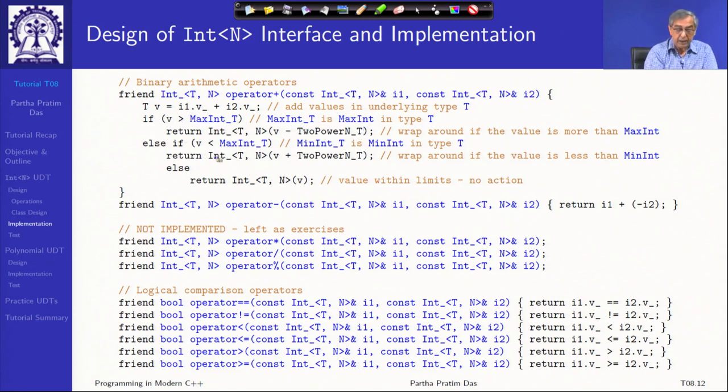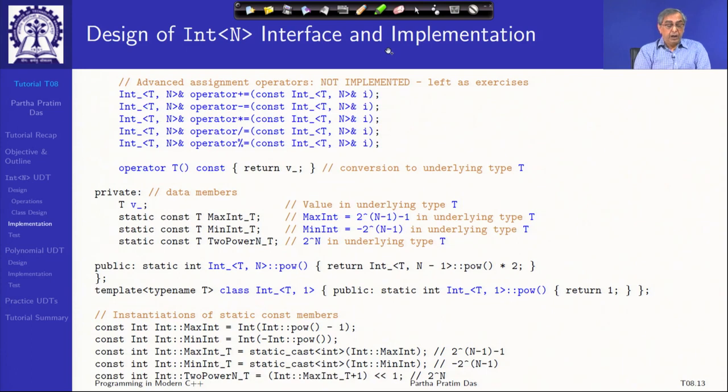Similarly, if it is less than minint, this is a typo again, then I have to add 2 to the power of n, right. Otherwise, it is just that number. So, this is all that is required for the wraparound. I have left the implementation of these operators to you. You have to think through, and using this wraparound logic, implement them and test them. Similarly, we can have the advanced assignment operators, which are straightforward and left as an exercise.